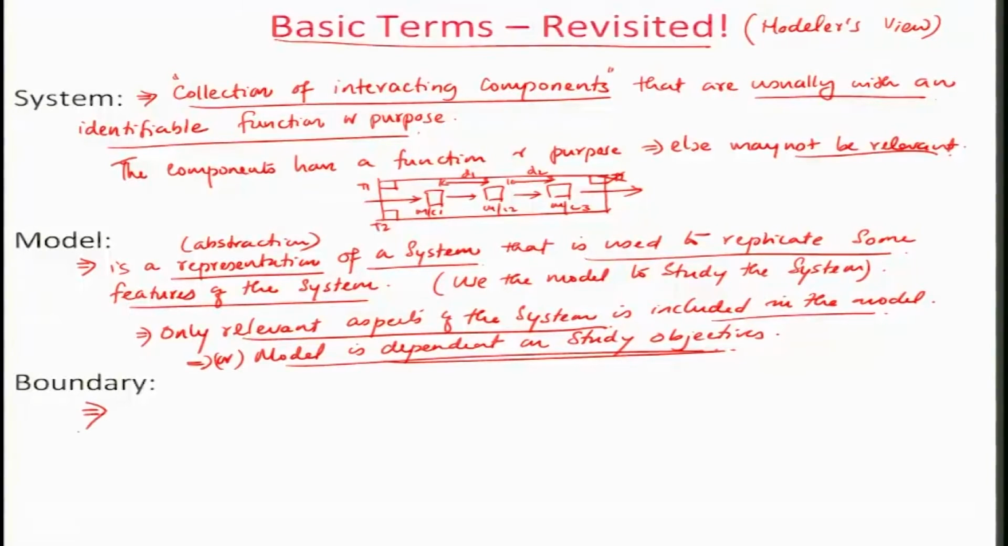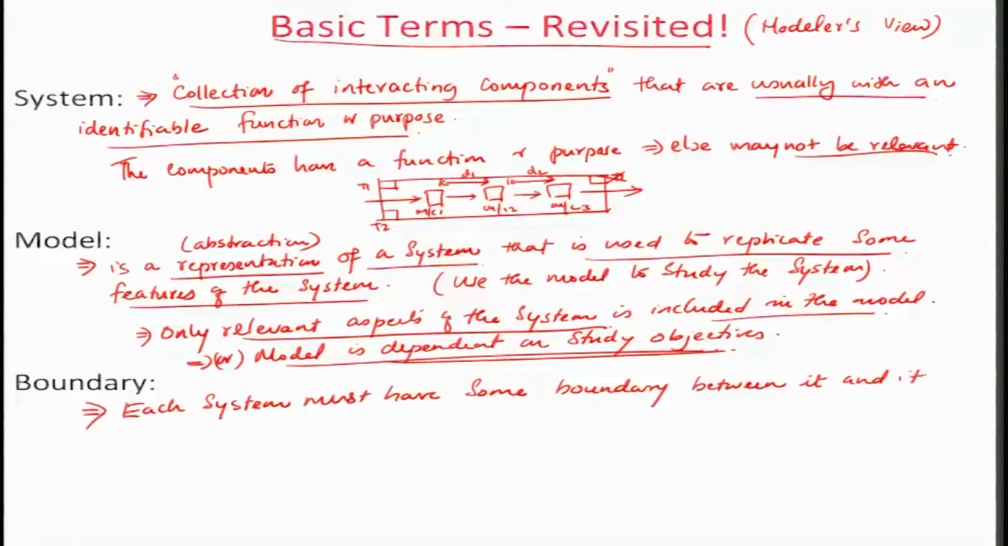Then comes the third term called boundary. We heard about system and boundary. So, we say each system must have some boundary between it and its environment.